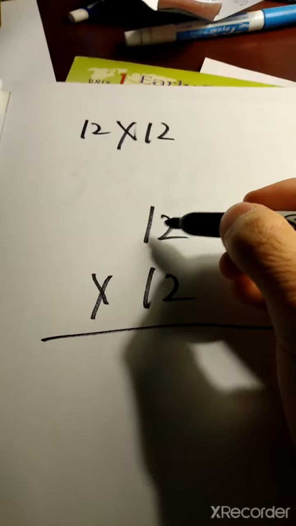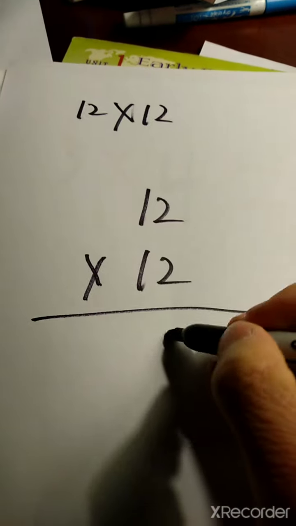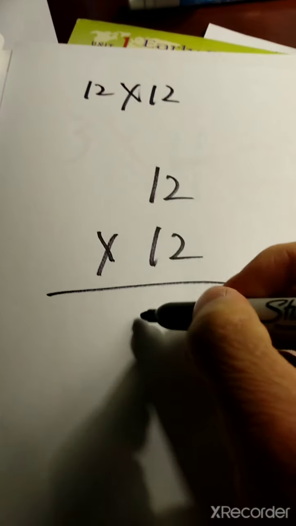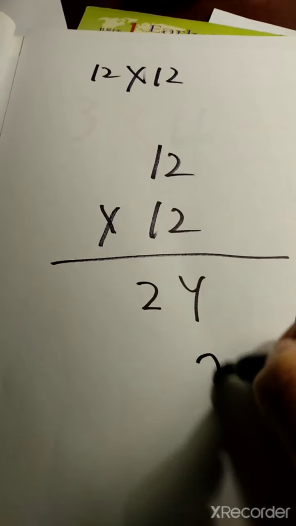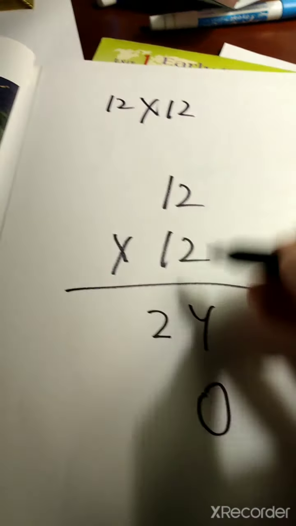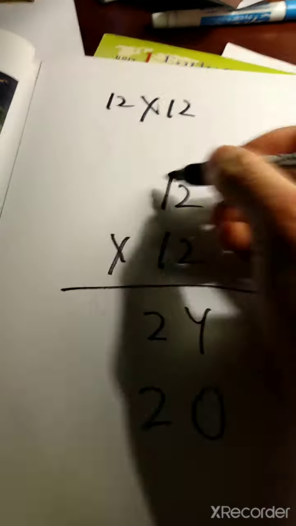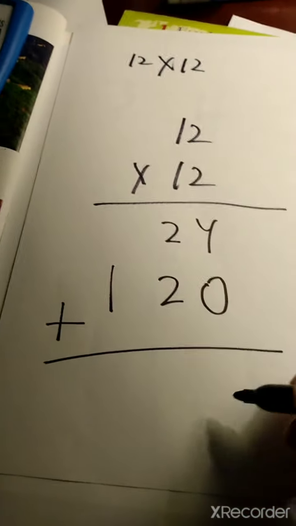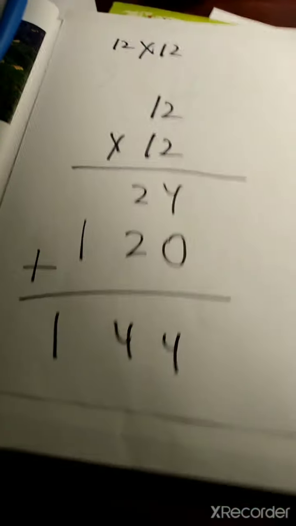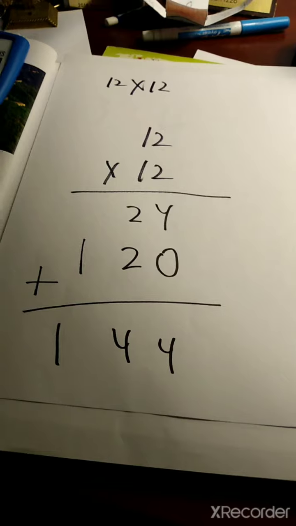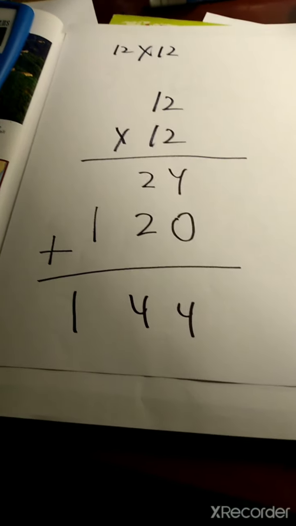We get it by solving like this. 2 times 2, 4. 2 times 1 is 2. Since we're multiplying by a 2-digit number, placeholder, 2 times 1 is 2, and 1 times 1, that's 0. We have to add those both, and then we get 144 for 12 times 12. We learned it that way in America.